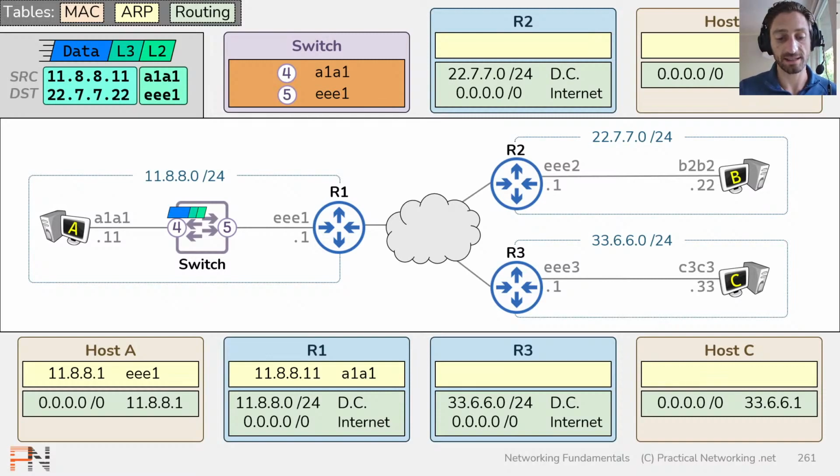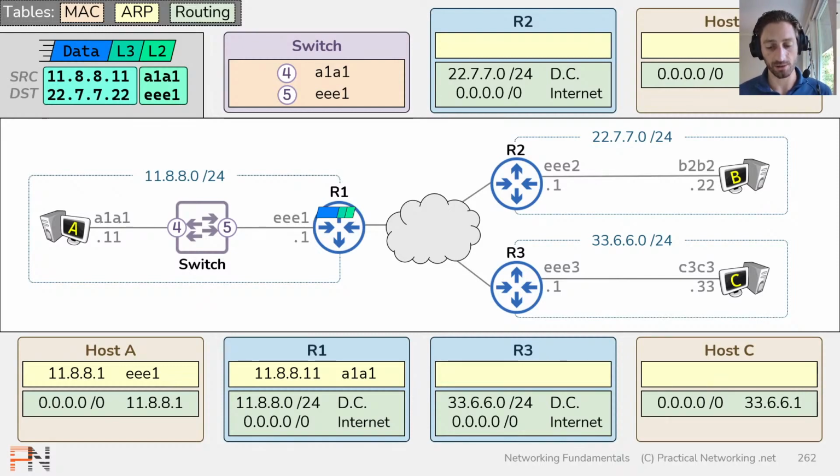Then the switch is going to look at the destination MAC address, EEE1. It's going to determine that the MAC address EEE1 exists out port 5, and this particular packet will be sent out the switch out port 5, where it'll arrive on the router.